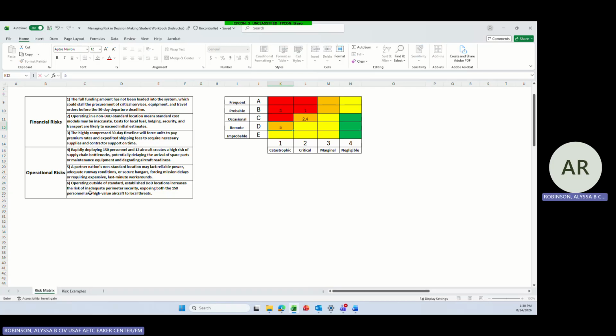And then number 6, operating outside of standard established DoD locations increases the risk of inadequate perimeter security, exposing both the 150 personnel and high value aircraft to local threats. So this is remote and also catastrophic. All right. Now we'll navigate back to the slides.